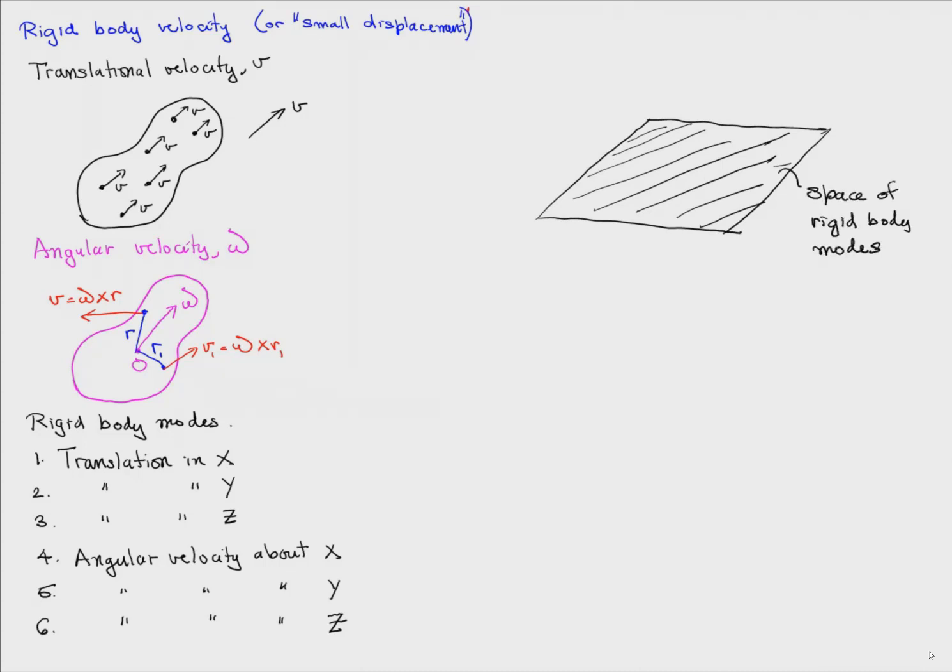I'm drawing it like a plane. Of course, this is a 6-dimensional vector space, and it can't be drawn on a piece of paper, but just for visualization, we think of the space of rigid body modes, the span.